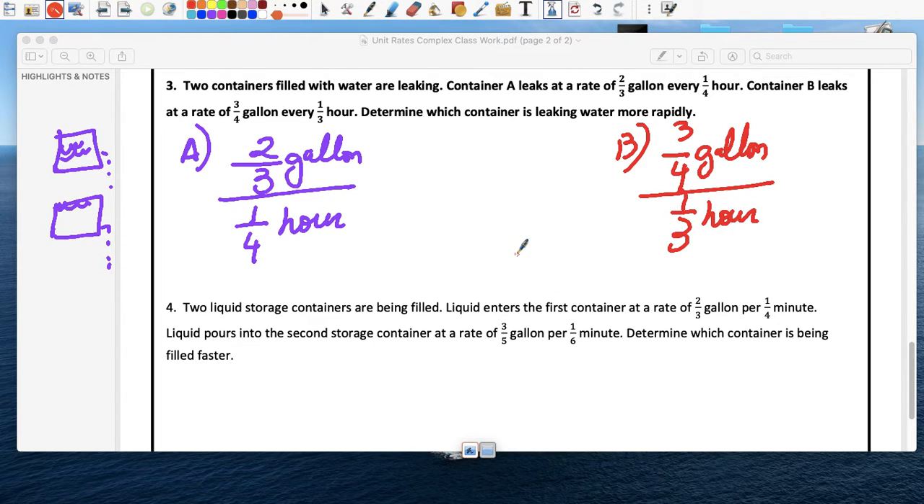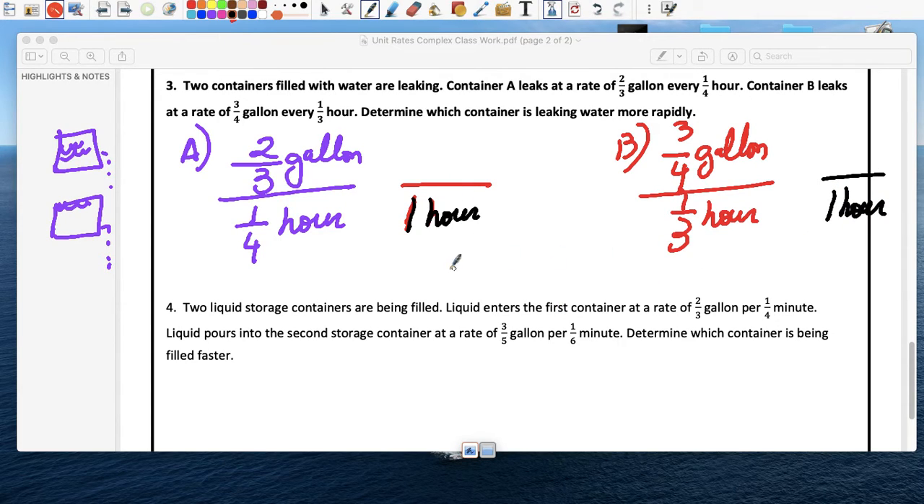Now, we want to compare, queremos comparar, y como hicimos ayer, if we want to compare, it's better if we use the unit rate. So let's find the unit rate. Vamos a ver cuánto agua pierde en una hora. Let's find how much water they lose in 1 hour. Container A and container B, how much does it lose in 1 hour?